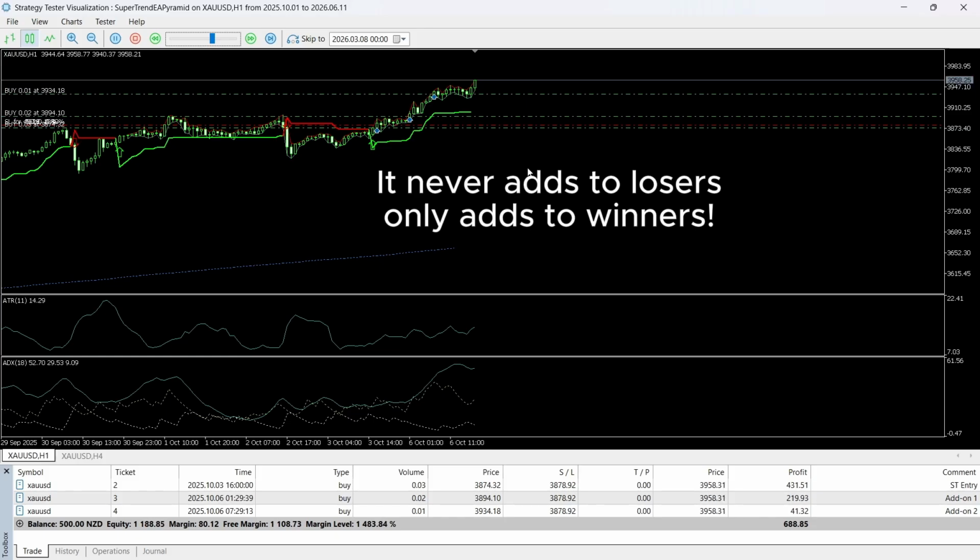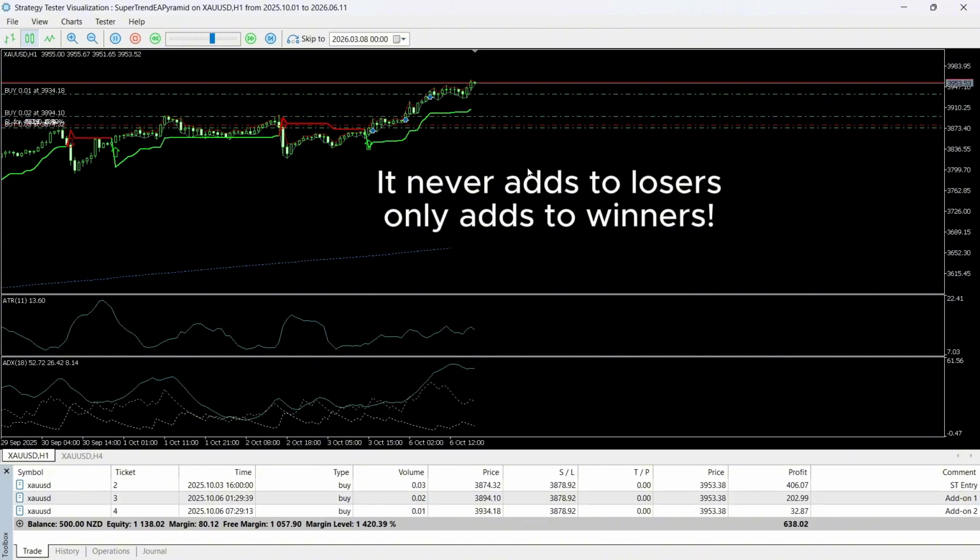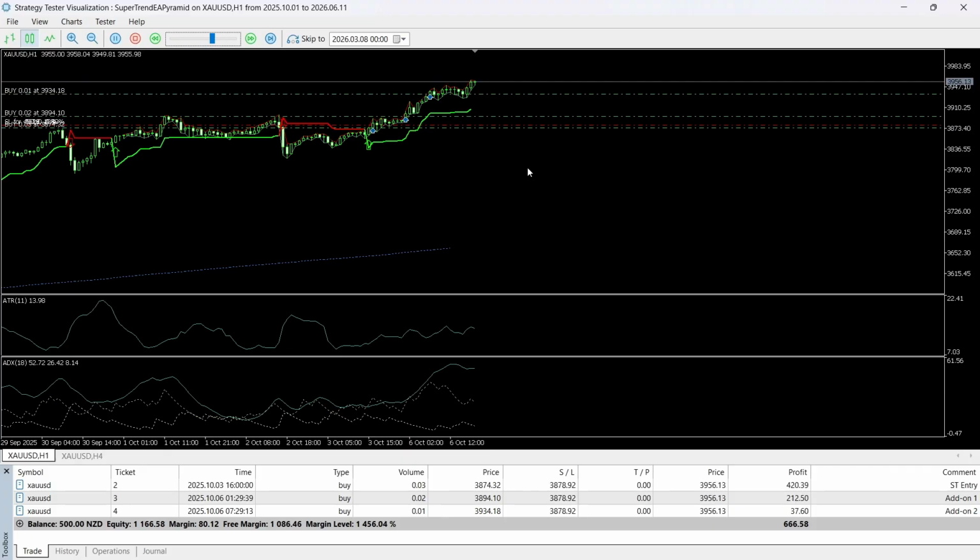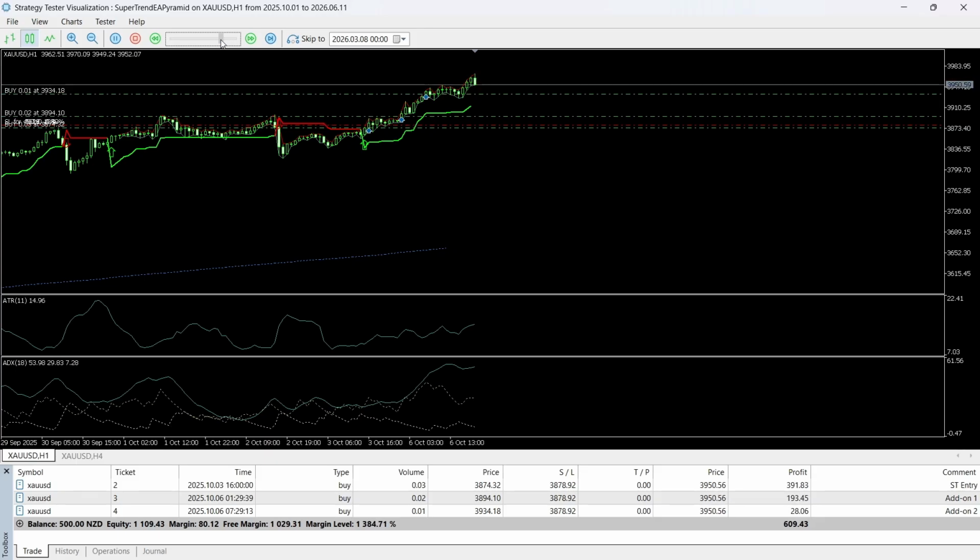A lot of traders will grow an account from $500 to $1,000 and then just have a bad week or take a bad trade, and they'll get caught on the wrong side of a trend and they'll blow their account. So this is doing completely the opposite. It's actually adding positions to winning trades. So you'll see now, the first trade starts off with a 0.03, the second trade is a 0.02, and the third trade is a 0.01.